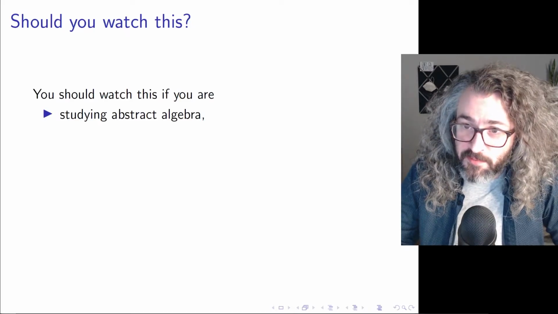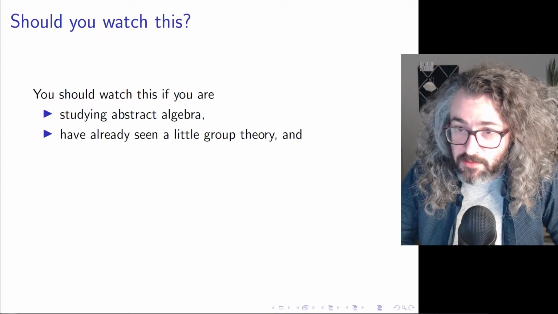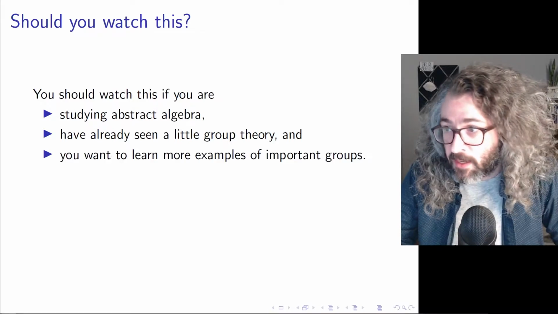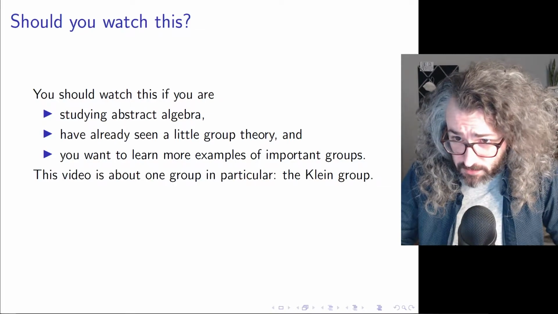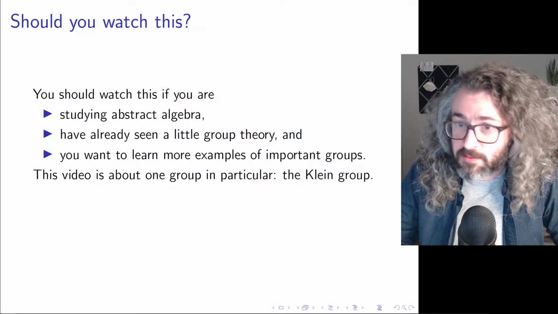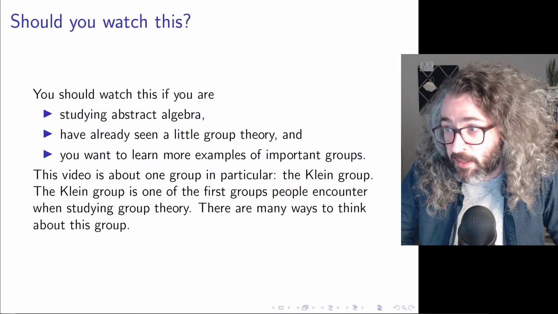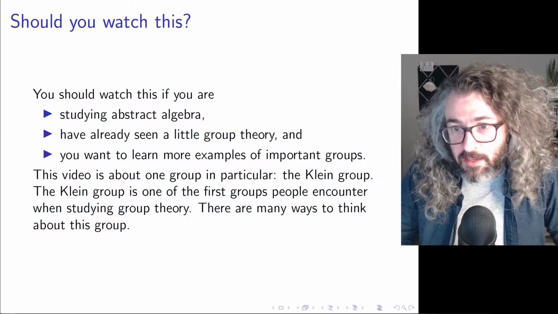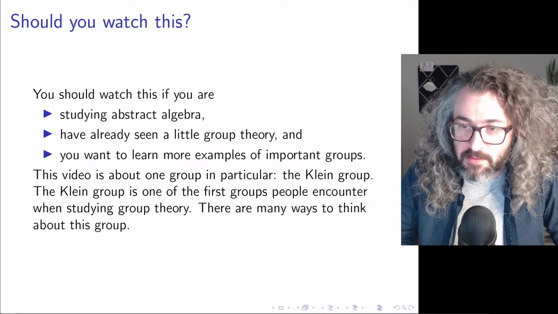So, should you watch this? You should, if you're studying abstract algebra and you've already seen a little group theory, so you know what the definition of a group is and you know what the definition of an isomorphism is, and you want to learn more examples of some important groups. So this video is about one group in particular, called the Klein group. Also, sometimes it's called the Klein 4 group. It's one of the first groups that people encounter when they're studying group theory, and there are many ways to think about this group. So I'm going to talk about a few different ways to think about the Klein group.